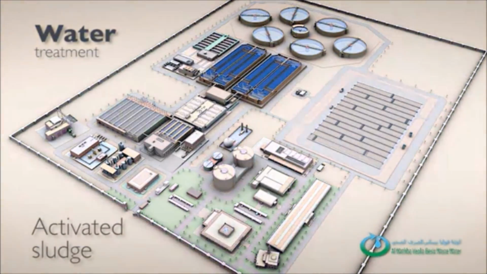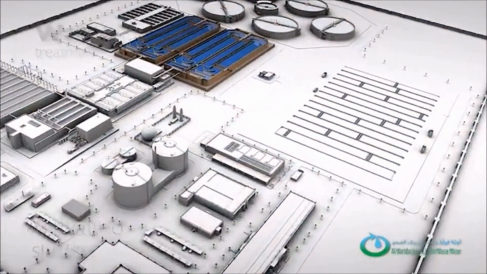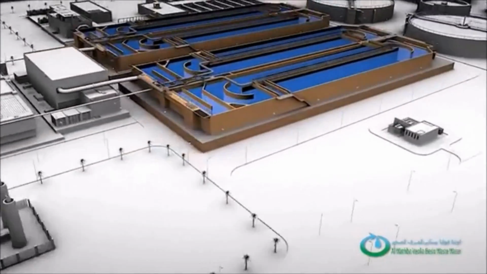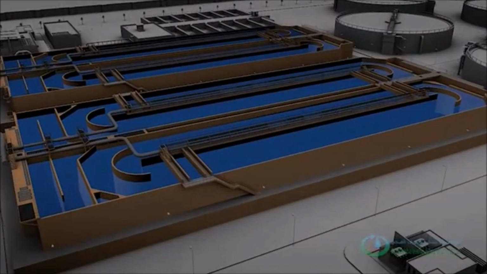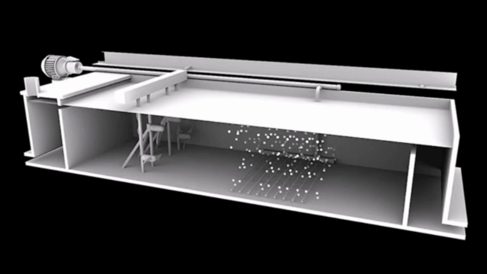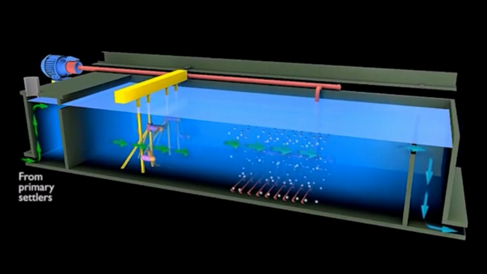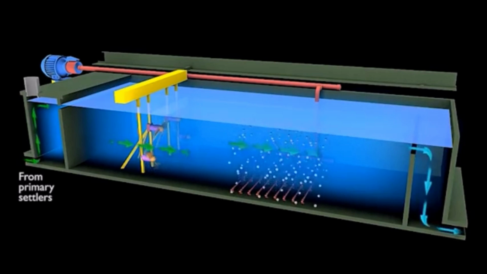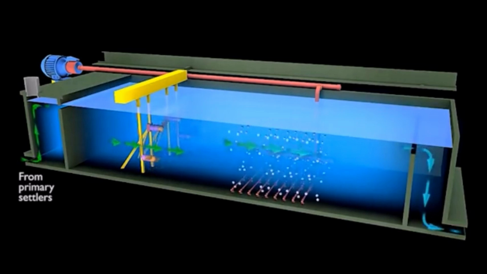Activated sludge in secondary treatment is a process for treating sewage and industrial wastewater using air and a biological floc composed of bacteria. The effluent from primary settlers, which contains dissolved pollution such as organic material, enters the tank through the inlet.